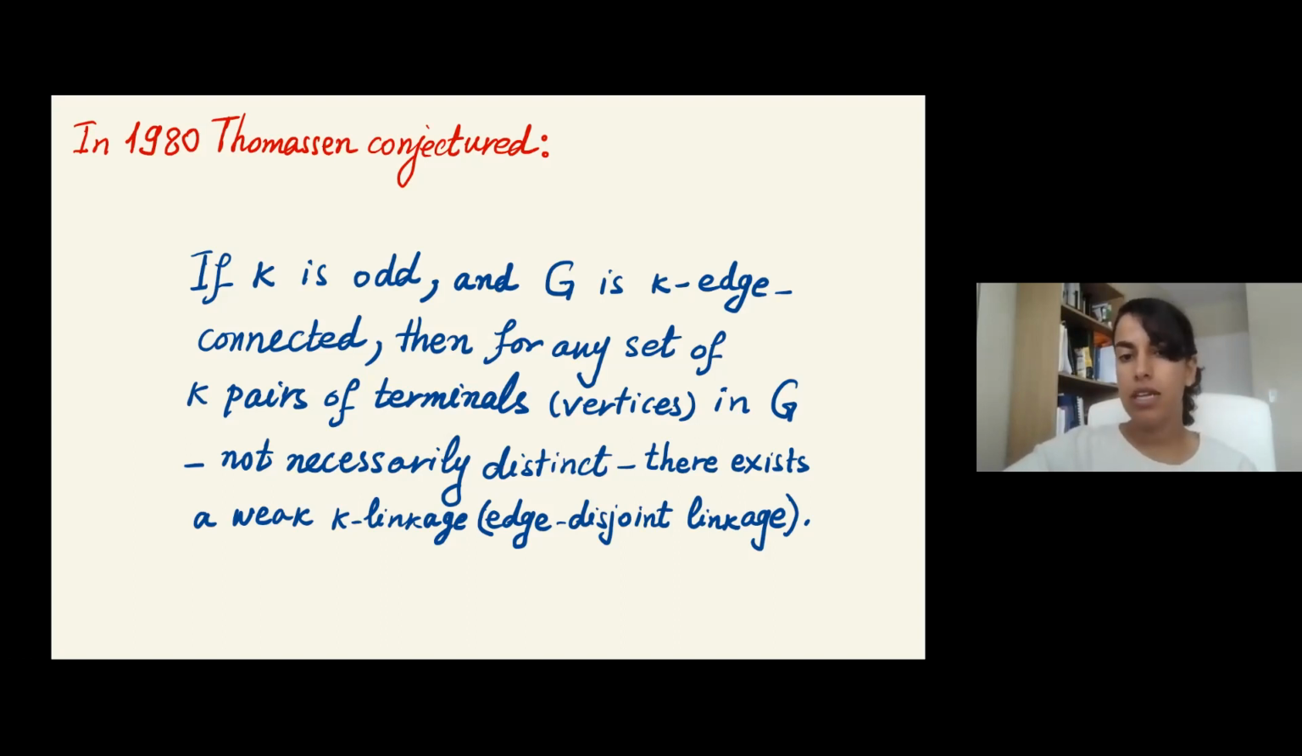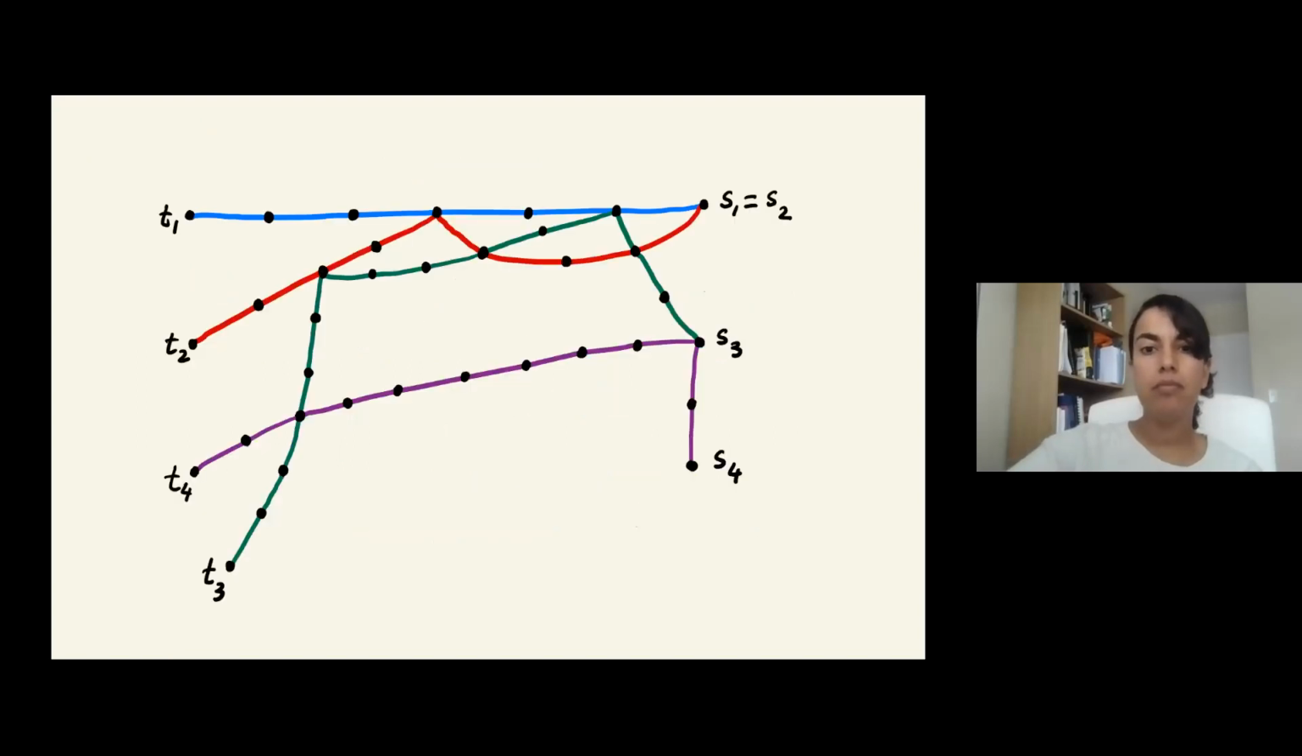So the conjecture says if this type of connectivity is achieved, then the graph is weakly K-linked, meaning that if I'm given any K pairs of terminals, not necessarily distinct, S1 and T1, S2 and T2 up to Sk and Tk, then I can find a path from S1 to T1 and a path from S2 to T2 and so on, such that those paths are edge disjoint.